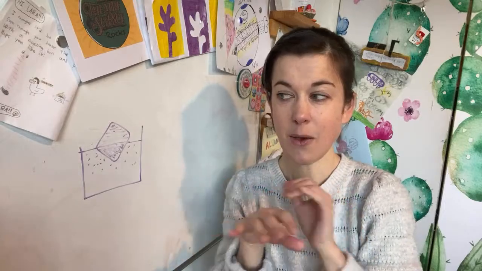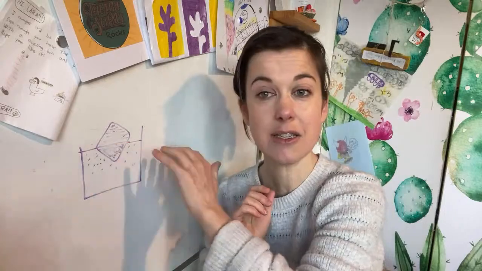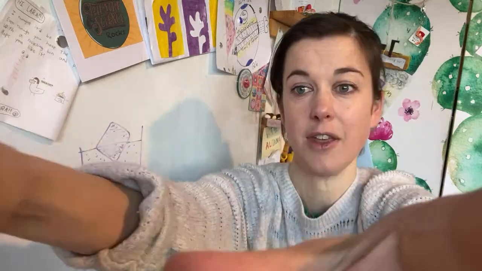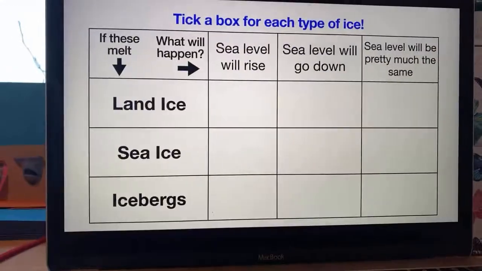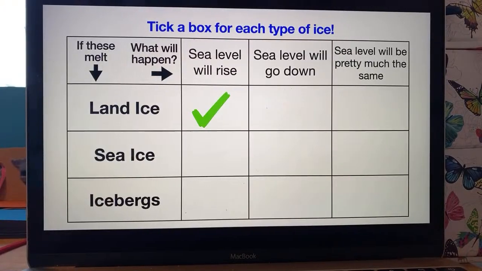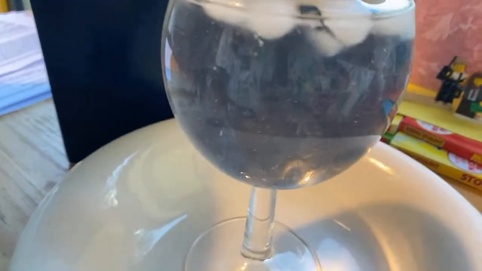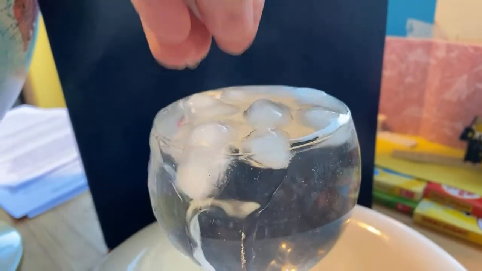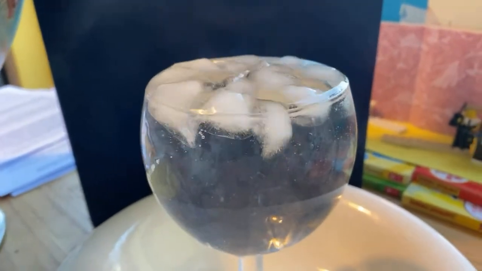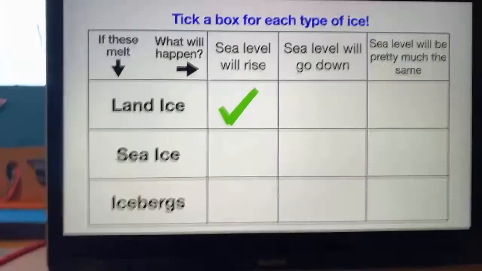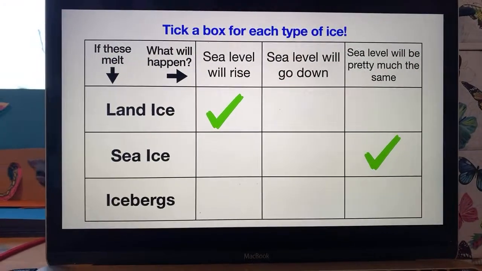So sea ice, when it melts, it's not good for polar bears. We'll talk about that next week. But it actually doesn't make any difference to the level of the sea. Land ice, that definitely will make the sea rise. So that's like, well, I've got an ice cube left, I could do it. Land ice melting is just like this being the sea and more ice getting added to it, which, as you can see, there you go, will make it overflow. Sea ice melting, that's not going to make much difference.